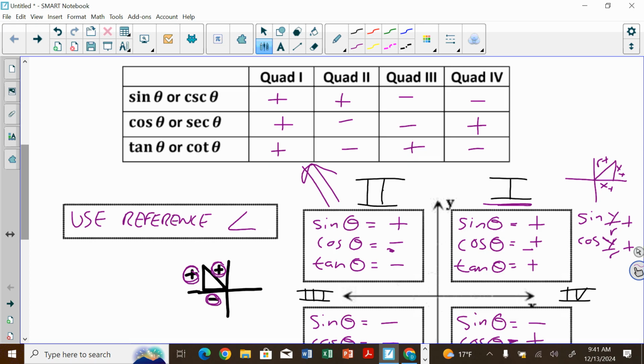Okay? And again, you look at that, how it makes sense, right? Because we know this is y over x or x over y, depending on what we're dealing with. So positive, positive, positive, negative, negative, positive. Positive divided by negative would be negative. Negative divided by positive would be negative as well. So it makes a little bit of sense there. Okay?